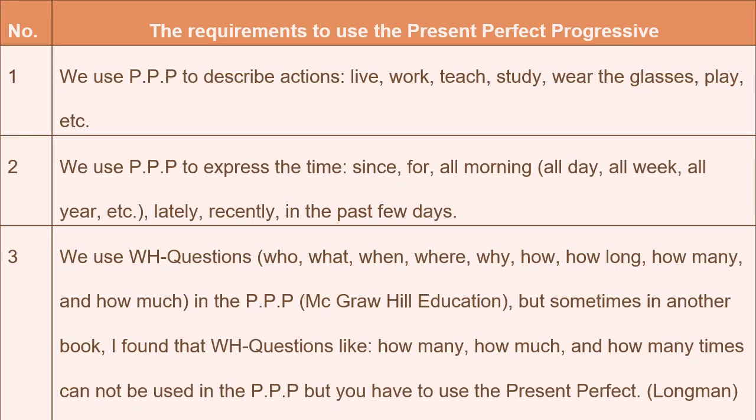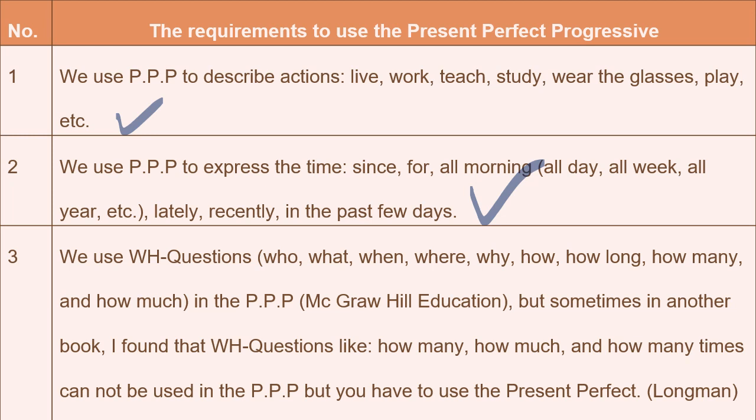The requirements to use the present perfect progressive. Number 1, we use the present perfect progressive to describe action. For example, live, work, teach, study, wear the glasses, play, etc. Number 2, we use the present perfect progressive to express the time. For example, since, for, all morning, all day, all week, all year, etc. Lately, recently, in the past few days.